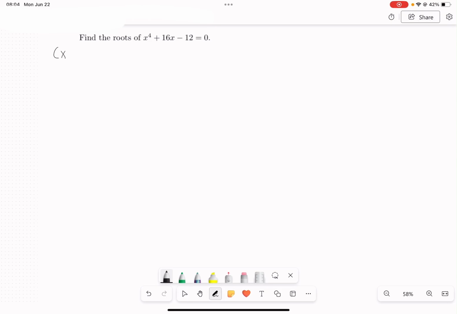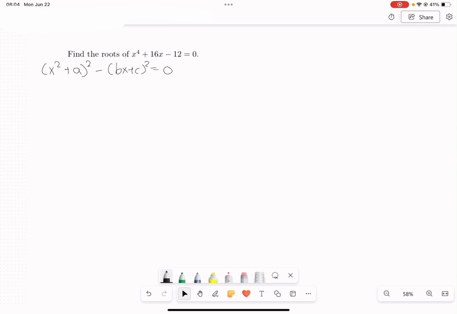What we can instead do is try to express it in this form. Basically, from here, we can move the (bx plus c) squared to the right side, and then square root both sides. And this is obviously just two quadratics that you can just solve. So let's try factoring into this form now.